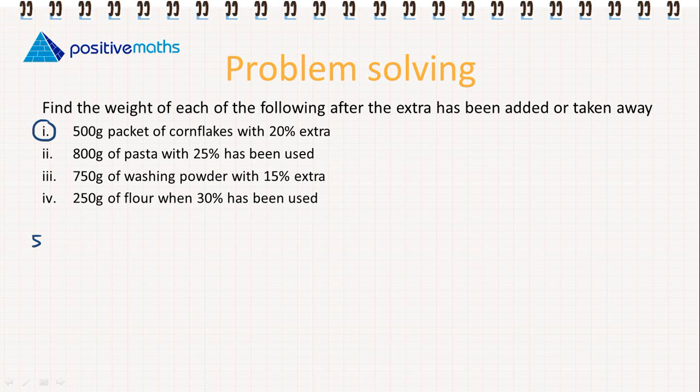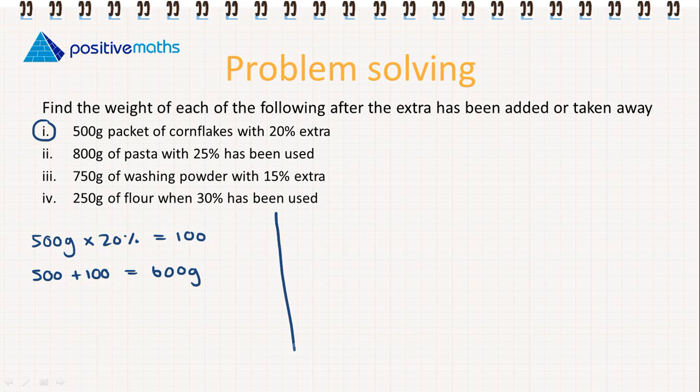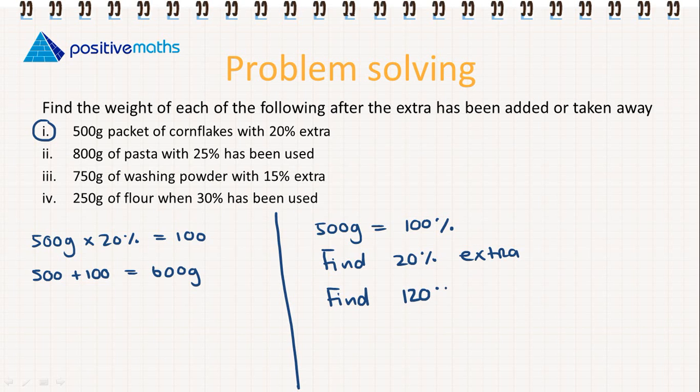Let's take the first example here. We found 500 grams by our 20%, gave us 100. We added it on and we found that the extra meant that it was 600 grams. Okay, I want us to think about this in a different way. We know that 500 grams is equal to 100%. Okay, we want to find an extra 20%. Find 20% extra.